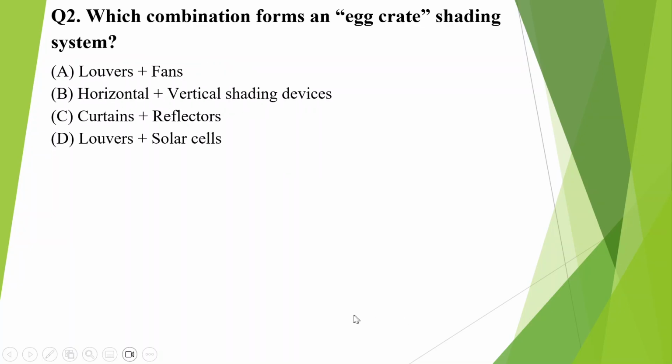Here is the second question for you all. The second question asks which combination forms the egg crate shading device. This particular terminology was coined during the discussion of the egg crate type of shading system. Out of the four options, choose the most appropriate answer, and let me know who can answer it correctly.